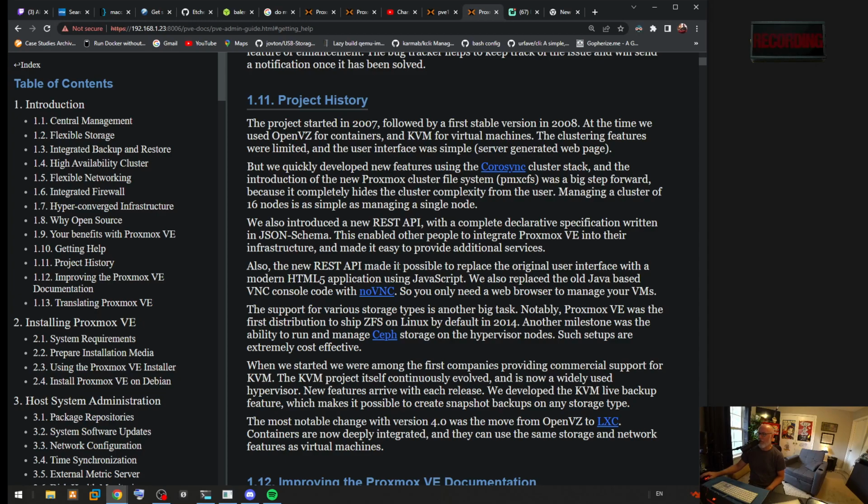Also, the new REST API made it possible to replace the original user interface with a modern HTML5 application using JavaScript. We also replaced the old Java-based VNC console with noVNC, so you only need a web browser to manage your VMs. Yay! The support of various storage types is another big task. Notably, Proxmox VE was the first distribution to ship ZFS on Linux by default in 2014. God, this is very mature software. Another milestone was the ability to run and manage Ceph storage on hypervisor nodes. Such setups are extremely cost effective.